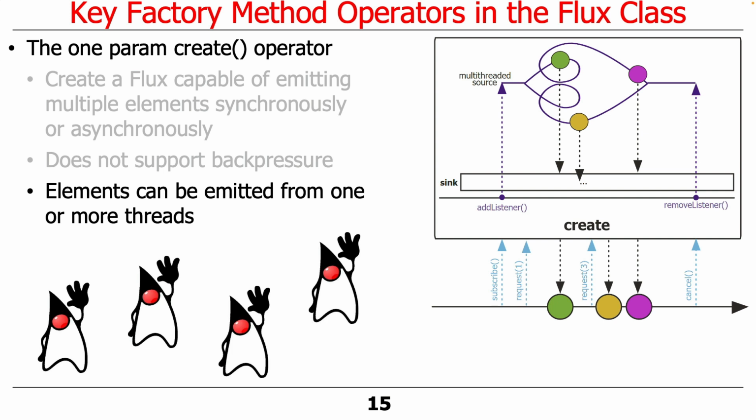Elements can be emitted from one or more threads. You can have one thread doing this, you can have a pool of threads doing this. Depends on what you're trying to do and what other forces are constraining your design. Are you trying to read data from multiple different places and you want to do it in parallel so you can speed things up? It all depends on what you need to do.